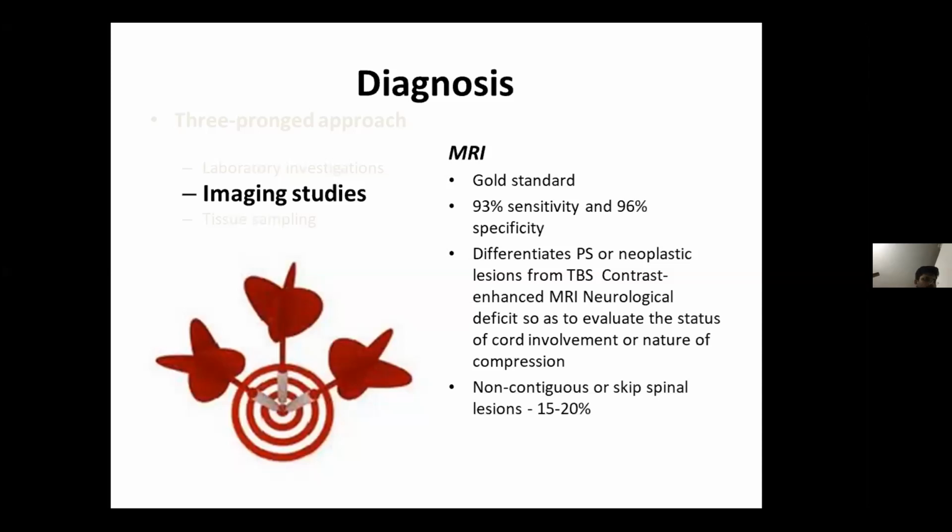As I previously mentioned, non-contiguous or skip lesions can be seen in around 15 to 20% of these patients. And therefore, screening of the whole spine on the MRI can be very helpful. And whenever we suspect infection or tumors, we need to get contrast enhanced MRI sequences also in these patients.